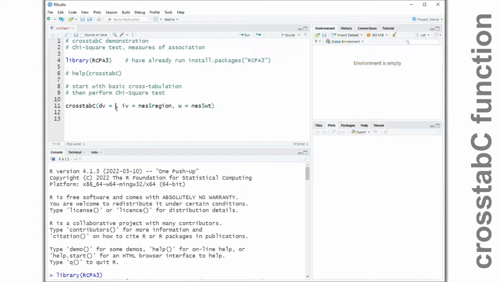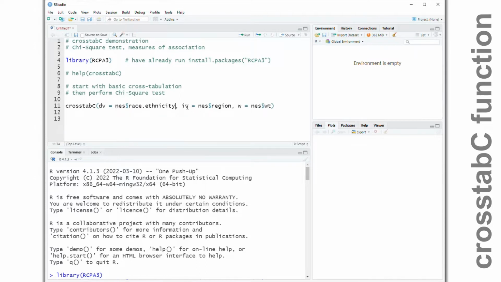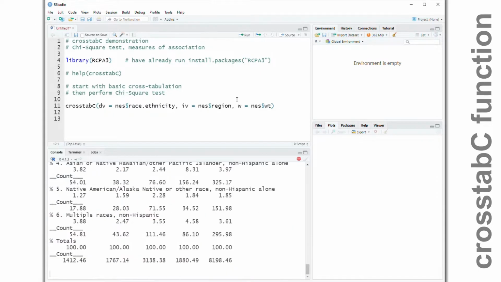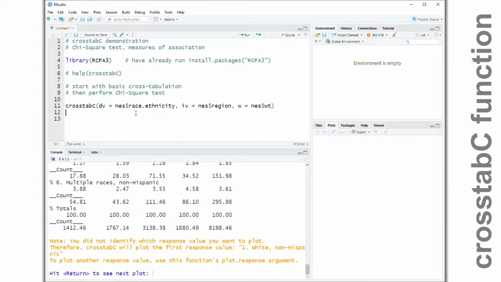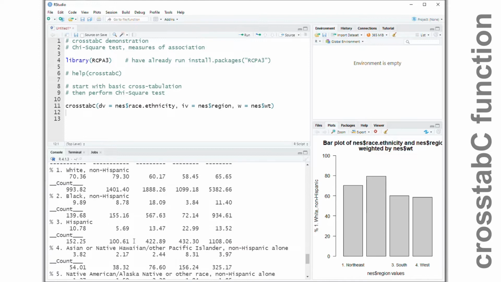So I'm going to try this with the NES data set, the relationship between race and ethnicity of respondents as the dependent variable, the independent variable being region of the country, and using the weights to weight observations in the analysis. Let's give this a run and see what our responses look like. Breaking lines here, we've got our different groups.